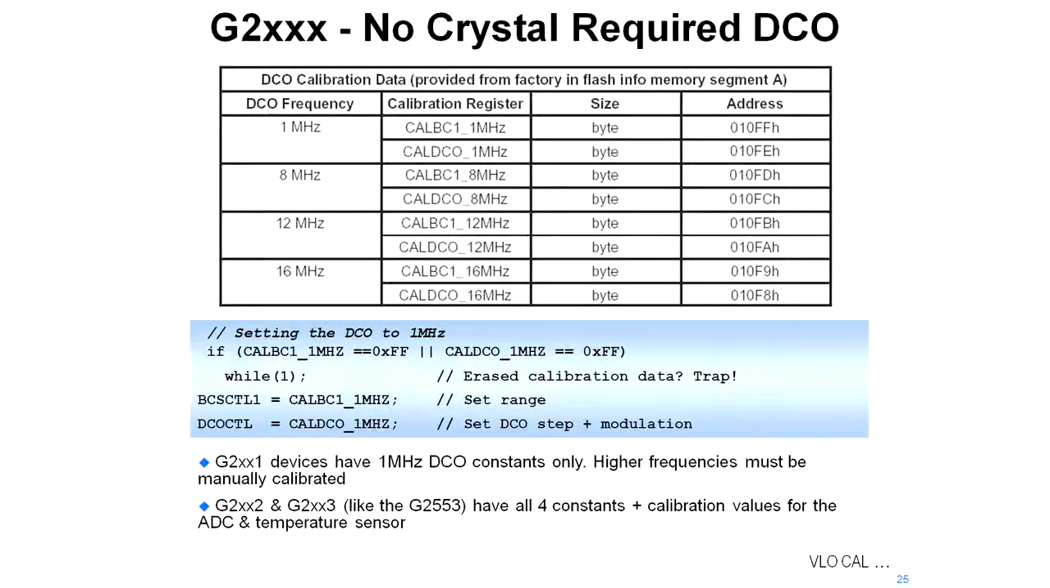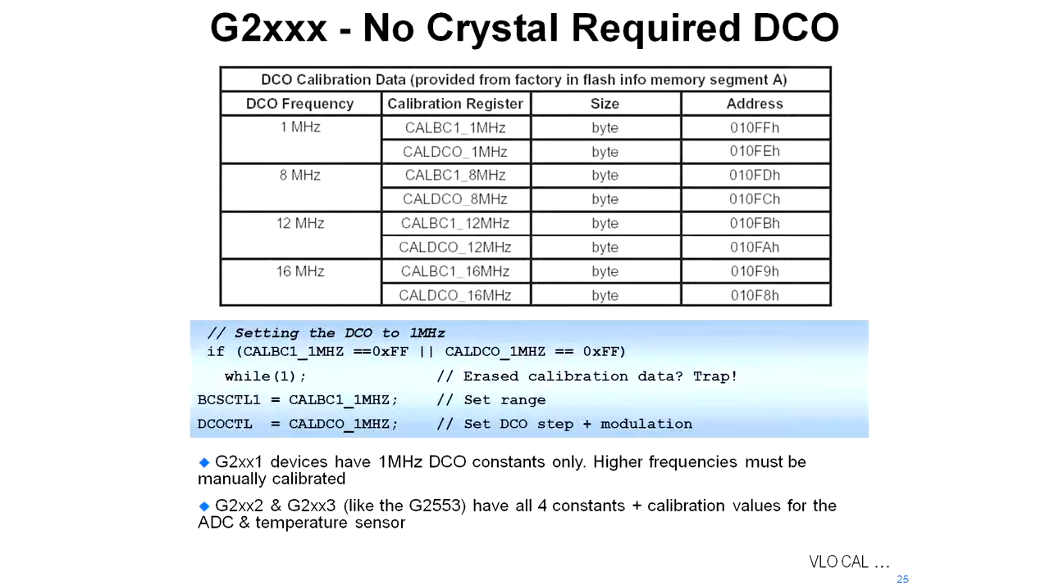Value line parts have a no crystal required DCO, or digitally controlled oscillator. The G2XX1, like the 2231 device that came with the 1.4 version of the LaunchPad board and earlier, have the 1 megahertz DCO constants only. Any of the higher frequencies would have to be manually calibrated. For the 2553, they have all 4 constants shown above and the calibration constants for the A to D converter and the temperature sensor. So you can see we can run the DCO at a calibrated frequency of 1 megahertz, 8 megahertz, 12 megahertz, or 16 megahertz.